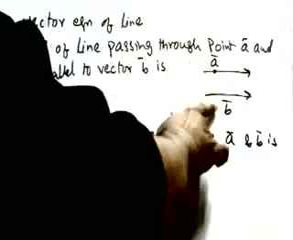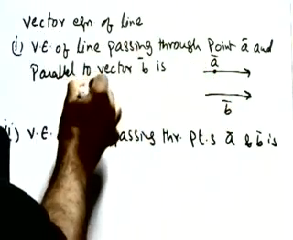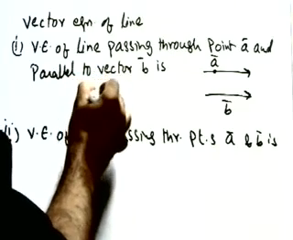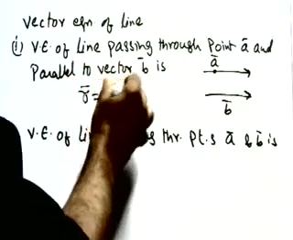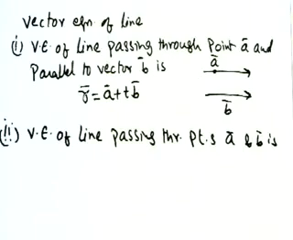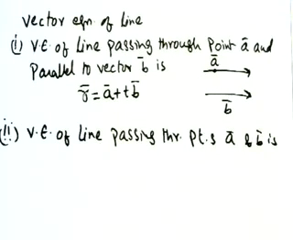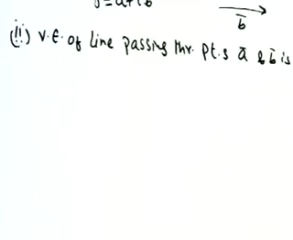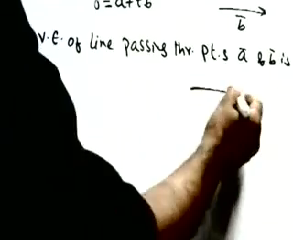The vector equation of a line passing through the point A and parallel to vector B is R equals A plus T times B, where T is some scalar, some number. So the vector equation of a line passing through the point A and parallel to vector B is R equals A plus TB.